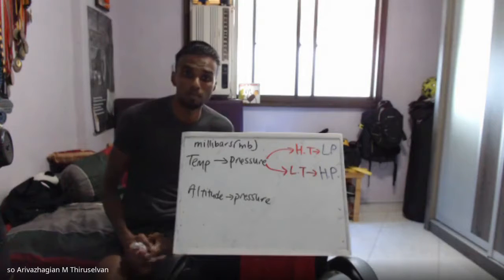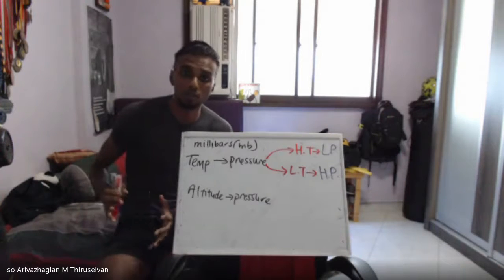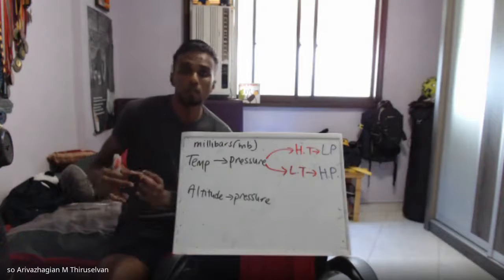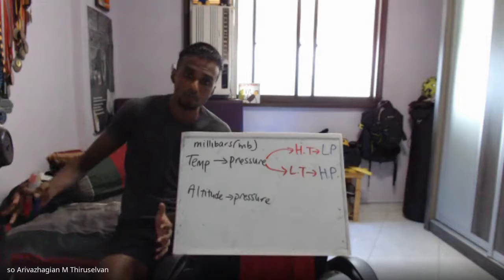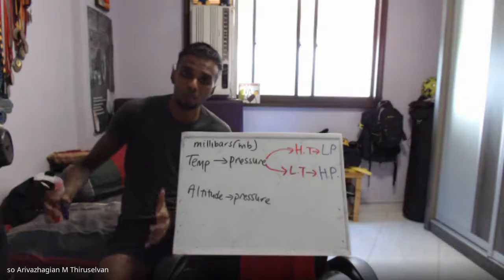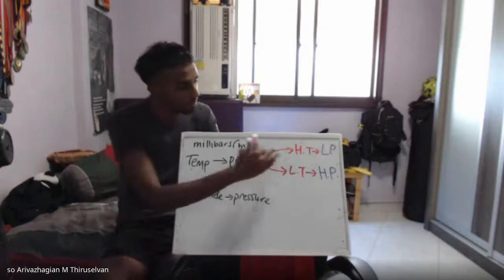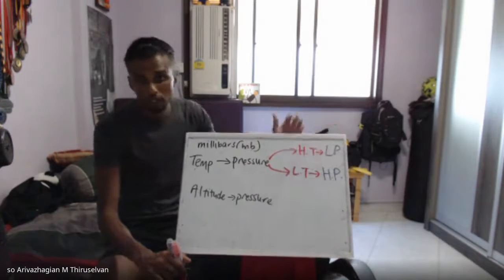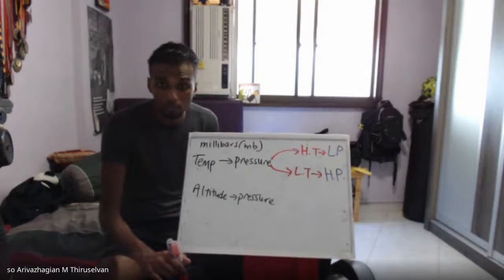Once again, I repeat myself. If I contract the same number of air particles, it becomes denser, pressure is higher. If I expand the same number of particles, it becomes less dense, pressure is lower. So high temperature generally relates to low pressure, low temperature generally relates to high pressure.